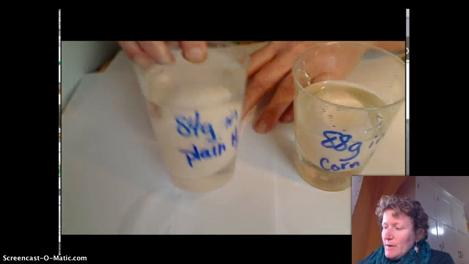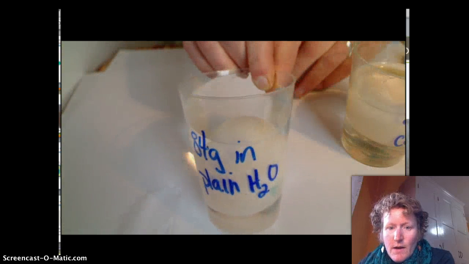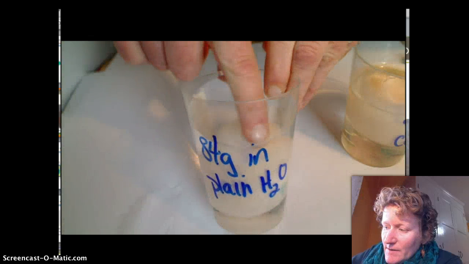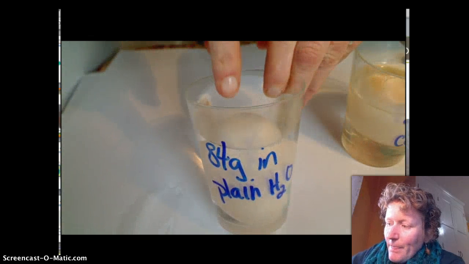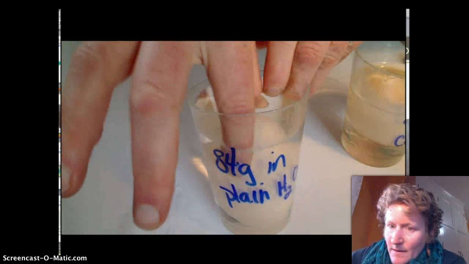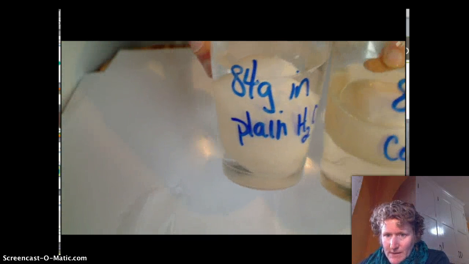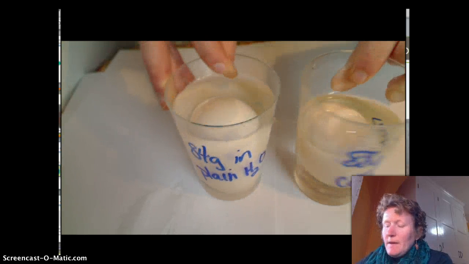And since I put this egg in just plain old water, which is less concentrated than what's inside the egg, the solution inside our model egg cell here, the water went into the egg and the egg got bigger. You can see, if you compare sizes, one egg is far larger than the other. I have a photo here in just a moment.